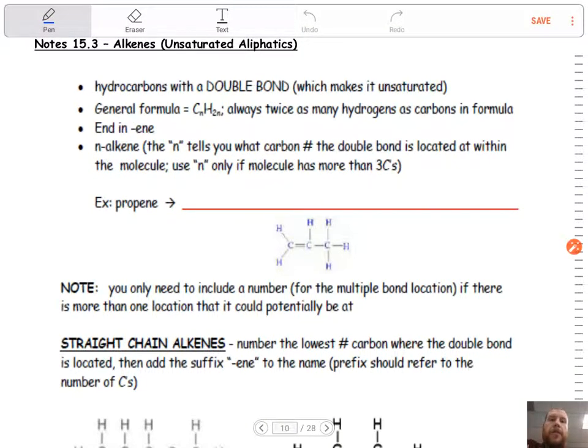This is video 15.3. In the last video, we were talking about naming alkanes and the general structures that go along with it. Now we're going to talk about the next homologous series, which are called alkenes. Notice they only change by one letter. It goes from an "ane" to an "ene," and they're still aliphatics. Remember, that's just long, open chains. That's what the term aliphatic refers to.